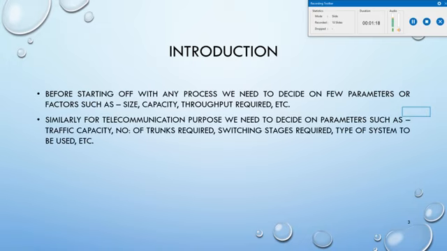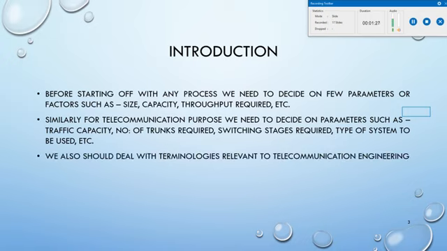Similarly, in telecommunication, we have to decide on a few parameters which are relevant to telecommunication. These can be such as what is the traffic capacity, number of trunks required, how many switching stages are required, what is the type of system to be used. These are just a few things which we have specified, and a few of the parameters we will learn going ahead. Before going into this, we should understand a few of the terminologies which are used in telecommunication engineering.